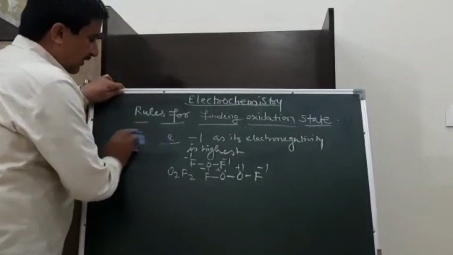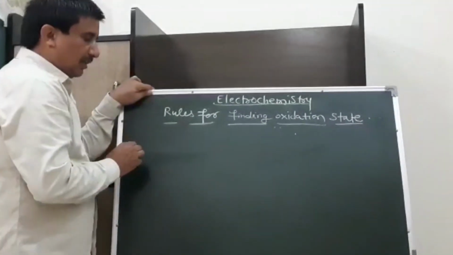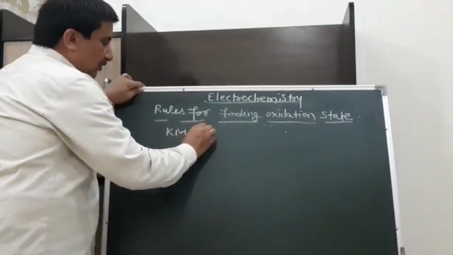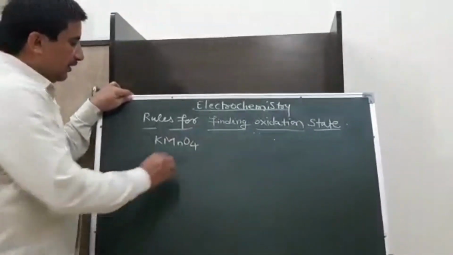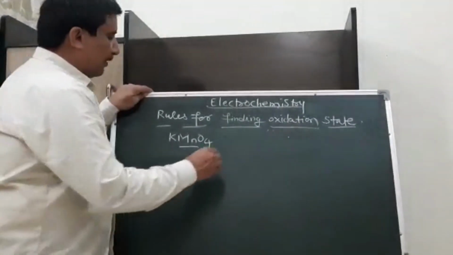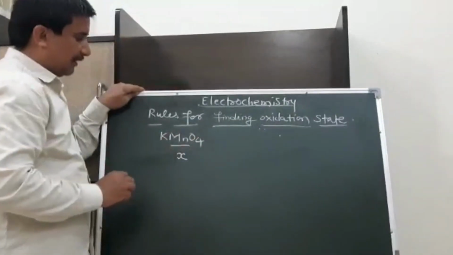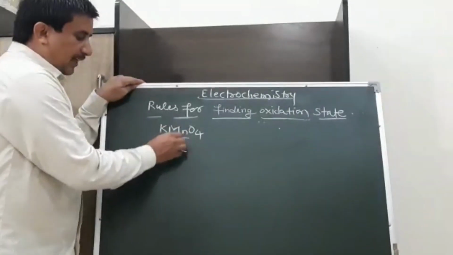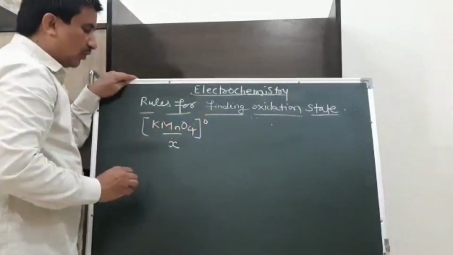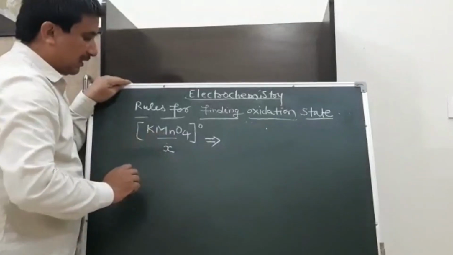oxidation state. Okay, now we start with finding the oxidation number in different compounds. Like in class 11th you might have studied how to find the oxidation number of manganese in KMnO4. So KMnO4 is a compound in which we want to find out the oxidation number of manganese. So we take it as X, and the overall charge over this compound is 0.